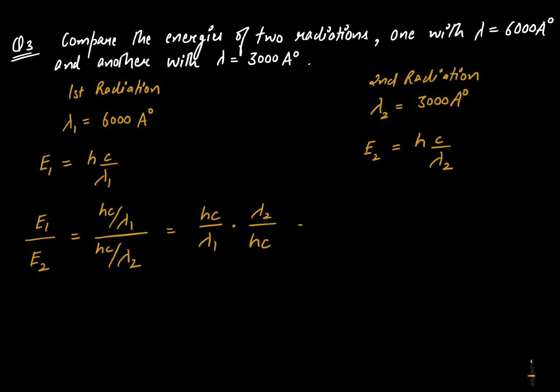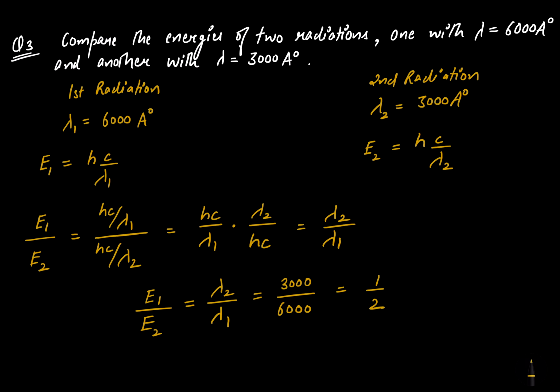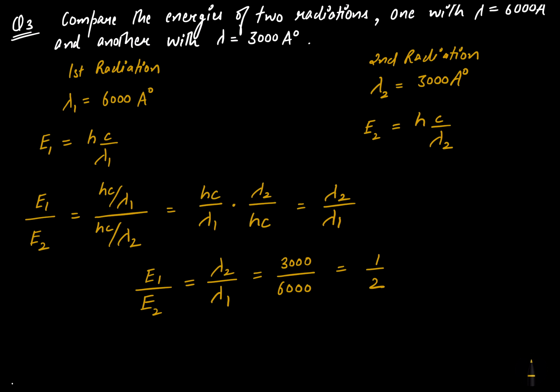So this thing comes out to be lambda 2 divided by lambda 1. So the relation comes out to be E1 divided by E2. It comes out to be lambda 2 divided by lambda 1. The lambda 2, it's 3000 angstroms given in the question, divided by lambda 1, its value is 6000 angstroms, also given in the question. So it comes out to be 1 divided by 2. So the ratio E1 is to E2 comes out to be 1 is to 2.